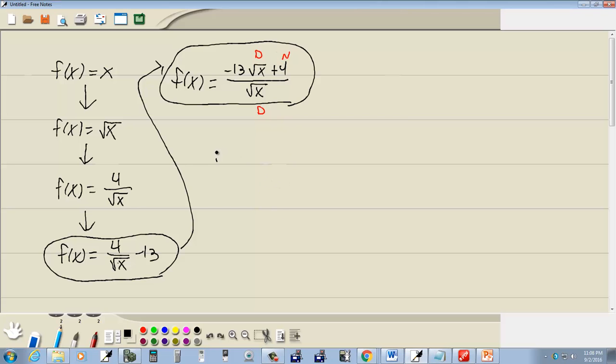Okay, our domain. We got two issues here. One of them is you got a fraction, and when you got a fraction, you got to worry about your denominator equaling 0. So to find out what value causes us problems, what you do is you set your denominator equal to 0. So we'll set the square root of x equal to 0.